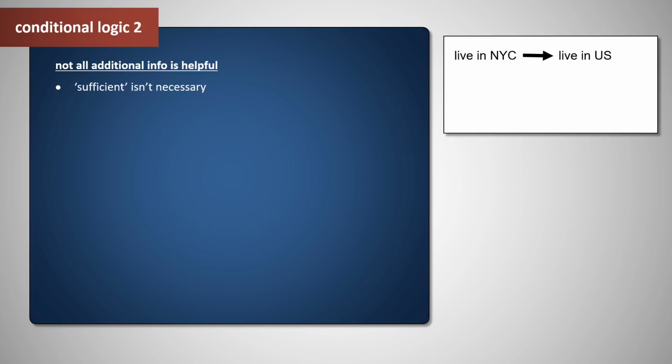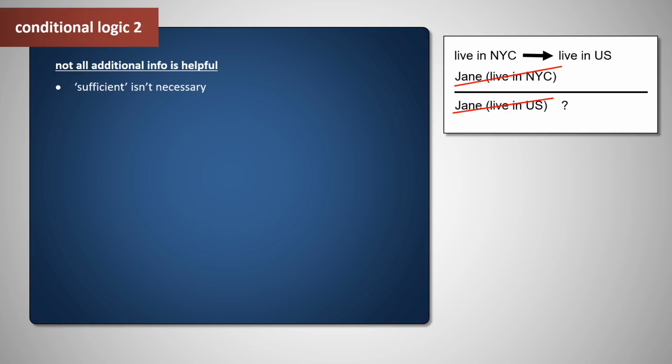So for example, take a look once again at this rule. It says that if you live in New York City, then you live in the United States. And we know that Jane does not live in New York City. Can we conclude that Jane does not live in the United States? In other words, we know that if she lived in New York City, we know for a fact that she would live in the United States, because that would activate the rule. That's the sufficient condition. That means it's enough.